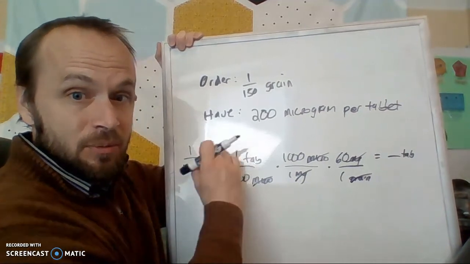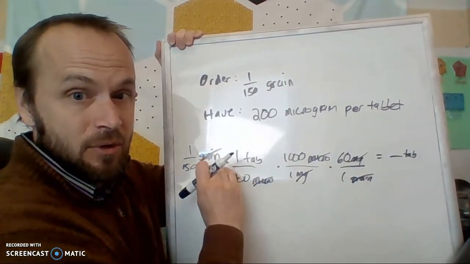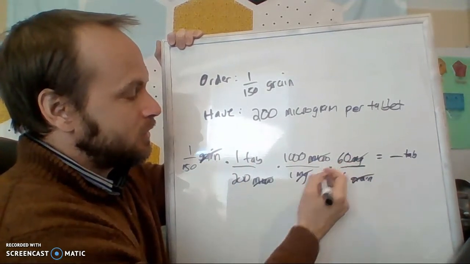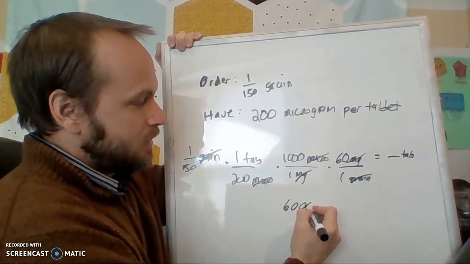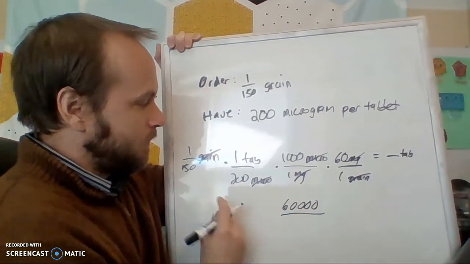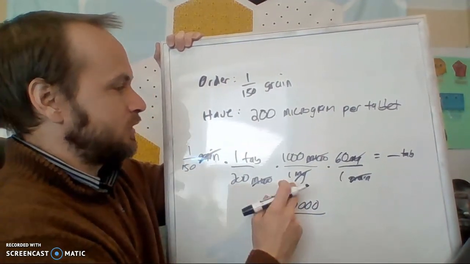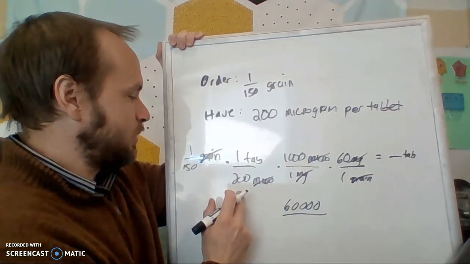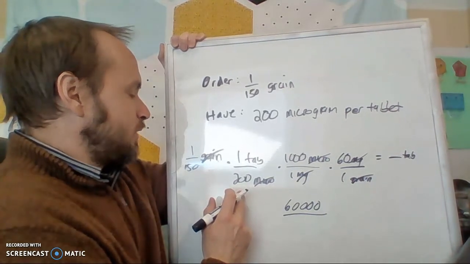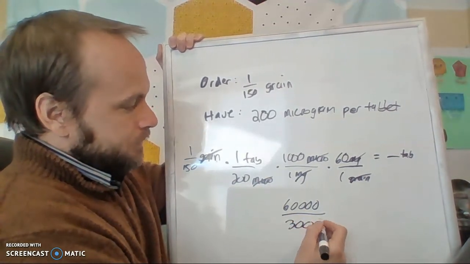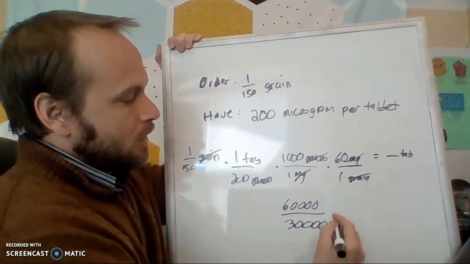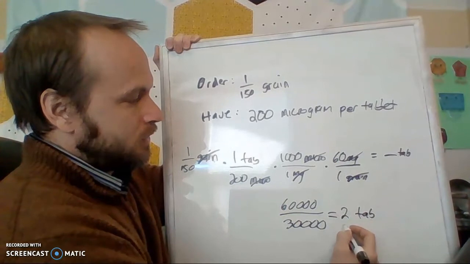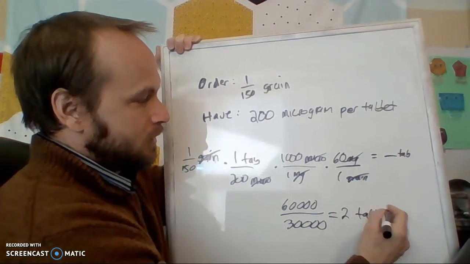So now all we got to do is multiply the tops and divide it by multiplying all the bottoms. So 1 times 1 times 1,000 times 60 is 60,000. 200 times 150 times 1 times 1. Well, 200 times 150, if I take 100, that gives me 20,000. And 10,000 should be 30,000. Well, how many tablets? 60,000 divided by 30,000. We need to give the patient 2 tablets.